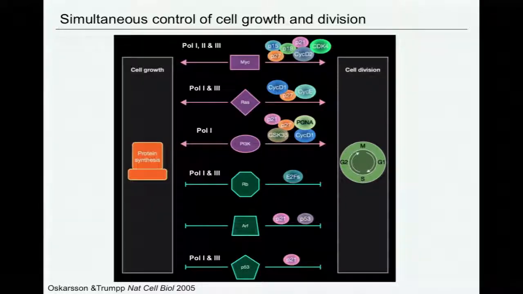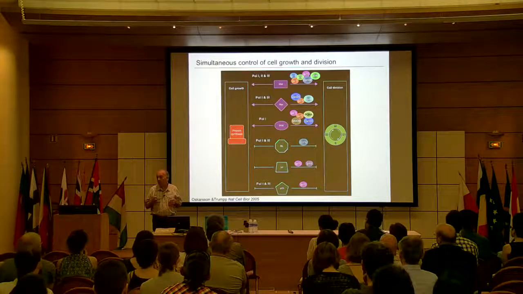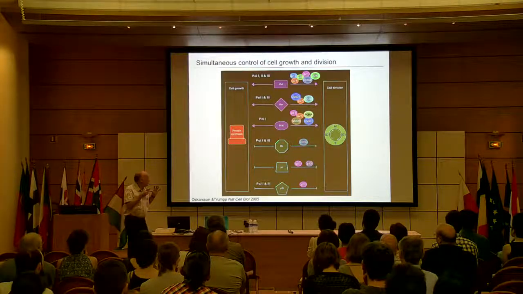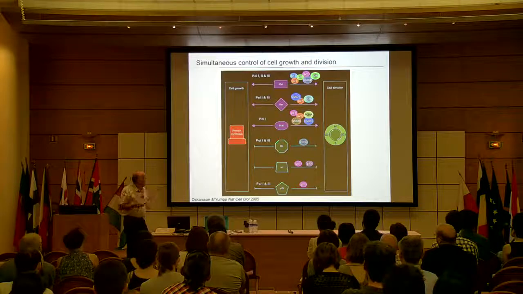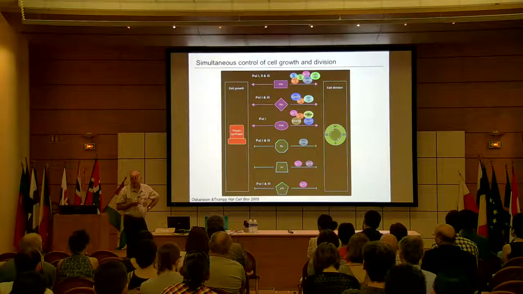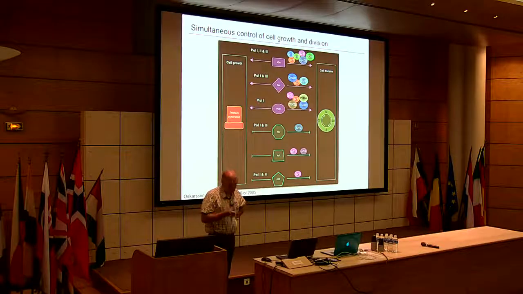So pol 1 and pol 3 also need to be very carefully regulated during cell growth and division. There are different tumor suppressors and oncogenes which converge on the pol 1 and pol 3 transcription machinery to keep that controlled. Some of them directly target the polymerases, but in most cases they actually target the pre-initiation complex, and that's one of the motivations to also understand the architecture of the pre-initiation complexes.